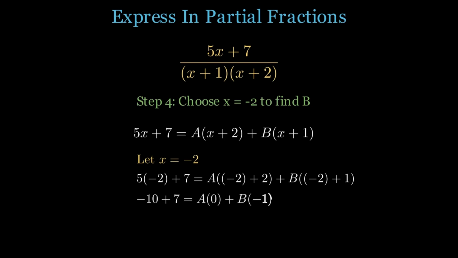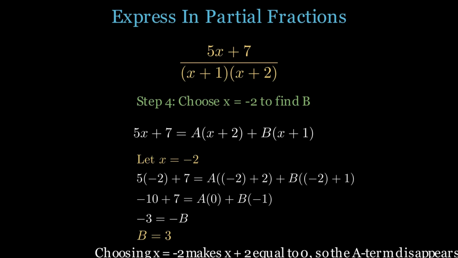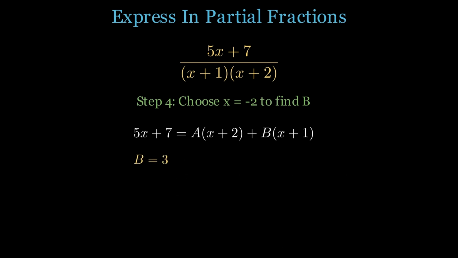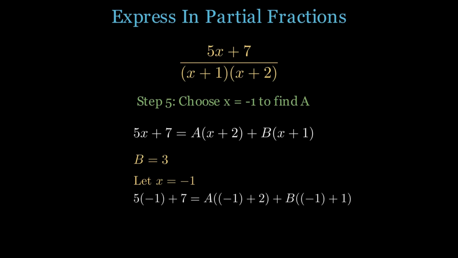So we have -10 + 7 is equal to A(0) + B(-1). Therefore, -3 is equal to -B. So B becomes 3. The purpose of choosing x as -2 is to make A disappear. So we have our B as 3. Then we choose another value, x is equal to -1, such that when we choose x is equal to -1, B disappears and then we remain with A.